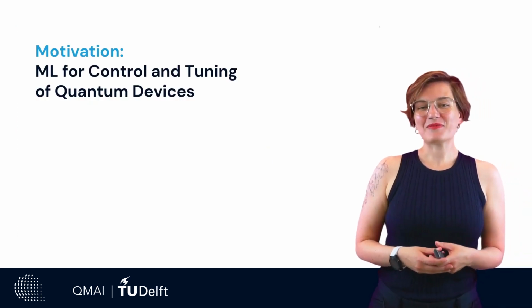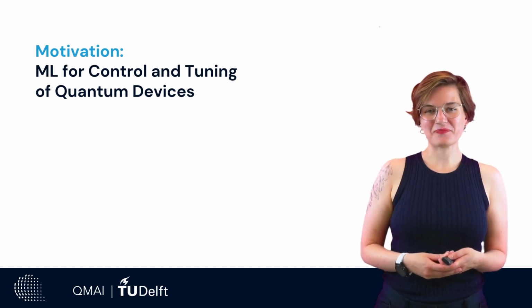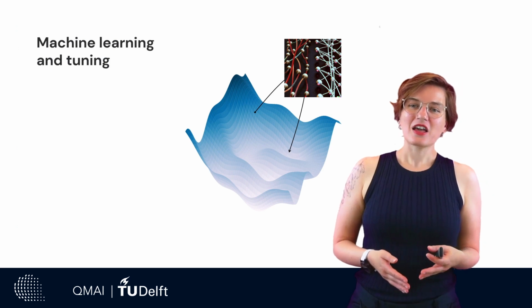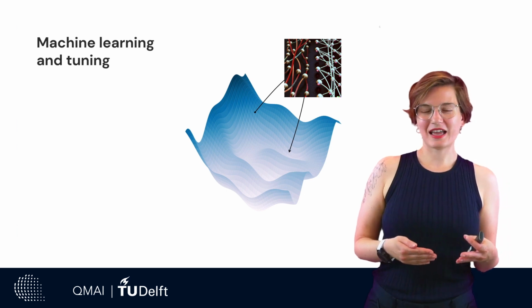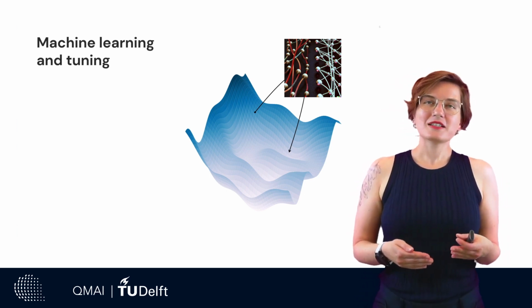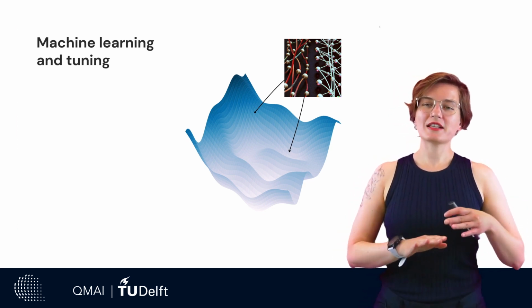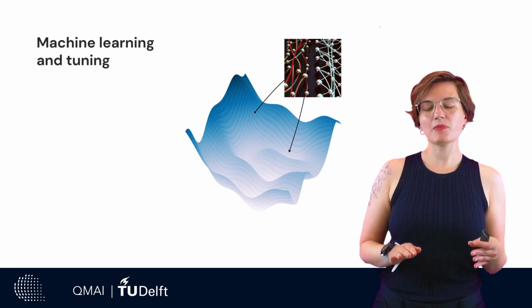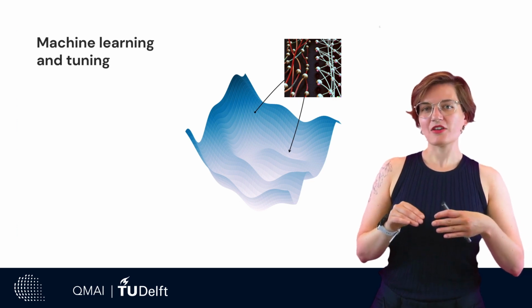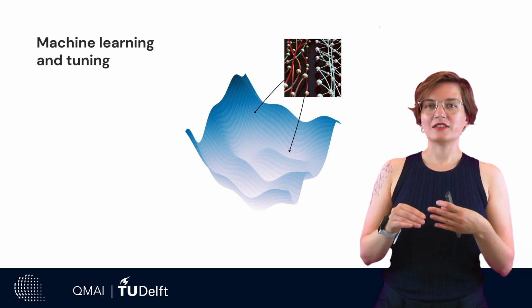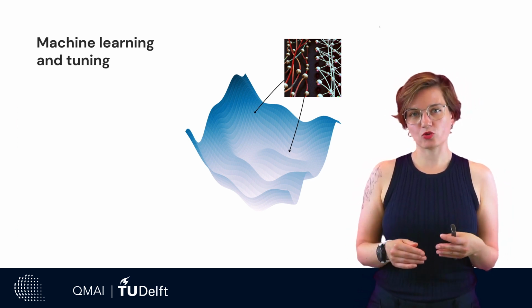Let us begin with the motivation for control and tuning of quantum devices with machine learning. Generally, when you have any type of quantum device and you want it to operate at the optimal level, on a very high abstraction level, what you have to do is navigate some parameter optimization landscape to bring the device exactly into the sweet spot where you want it to operate, where the physics is exactly what you want it to be to observe a specific physics phenomenon you want to study.